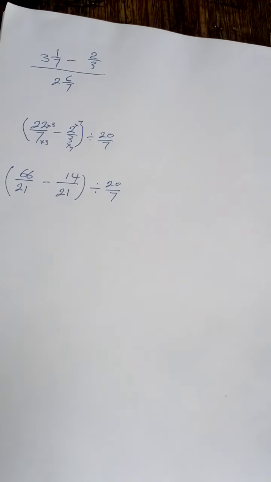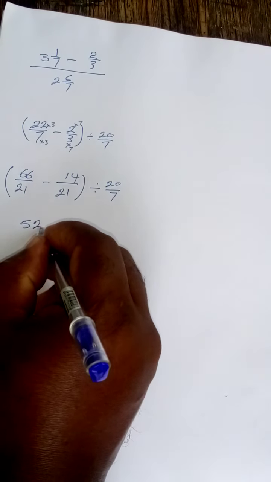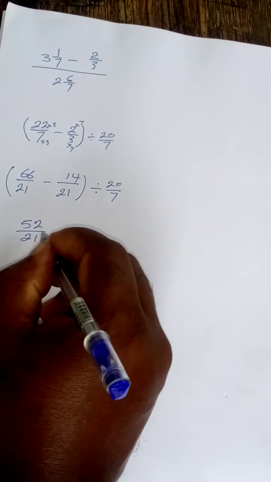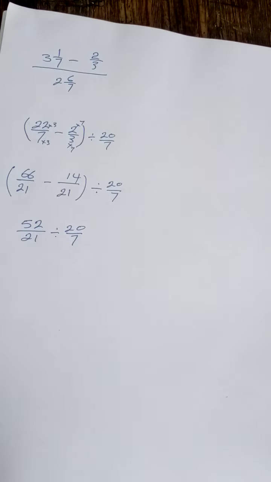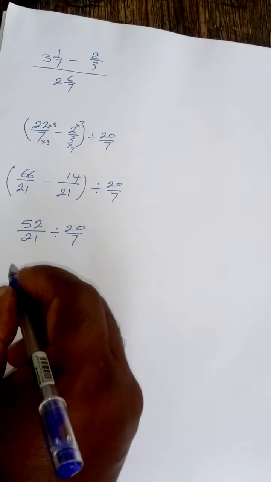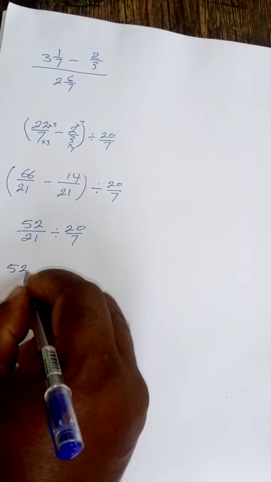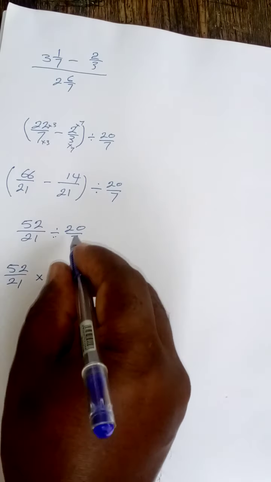In simplifying what's in the parentheses, we get 66 minus 14 gives us 52. We have 52/21. That is to be divided by 20/7. If we remember carefully, when we divide fractions, what do we do? Keep it. So we have our 52/21. Change it and flip it.